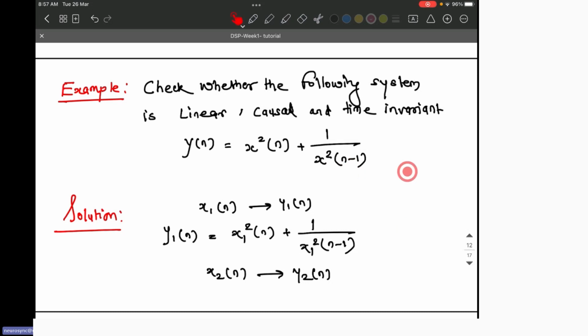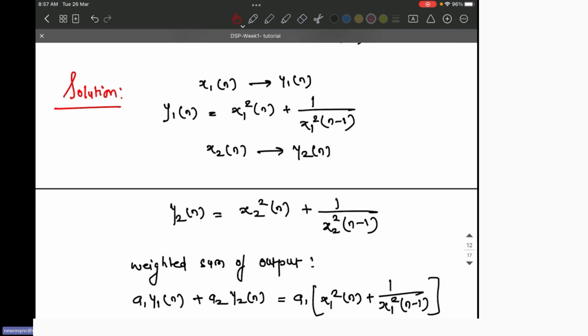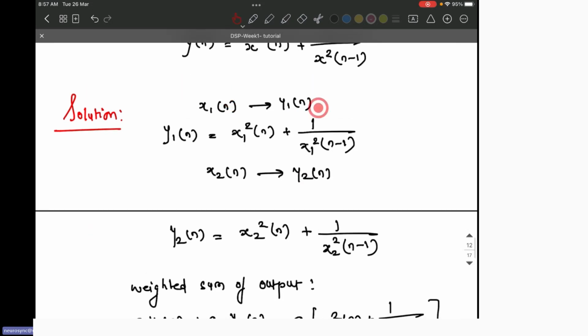Okay. Now to check the linearity of the system, we basically check for two cases. One is time scaling. We check for the two properties, time scaling and the additivity property. Correct. Now, let us consider for this system, I have given the input x1n and I will get output y1n. Okay. So for the input x1n, output is y1n.